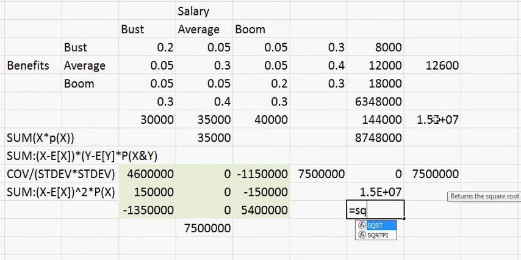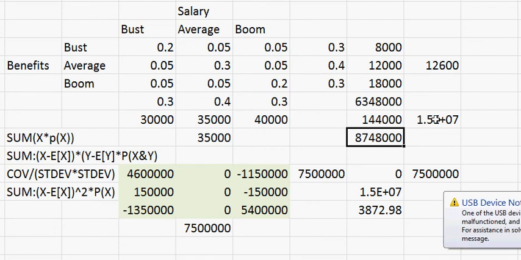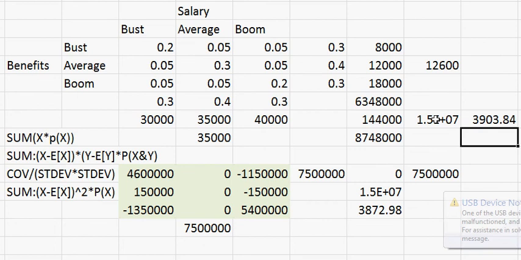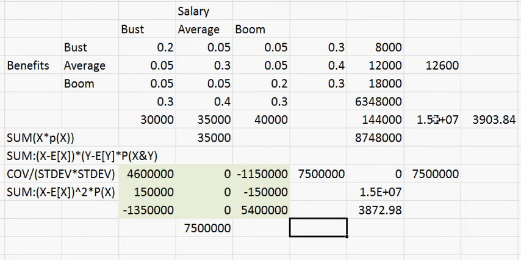I take the square root, I get the standard deviation of X. And if I take the square root, I get the standard deviation of Y. Which means the correlation coefficient is equal to the covariance divided by standard deviation of X times standard deviation of Y. Giving us a correlation coefficient of 0.496.